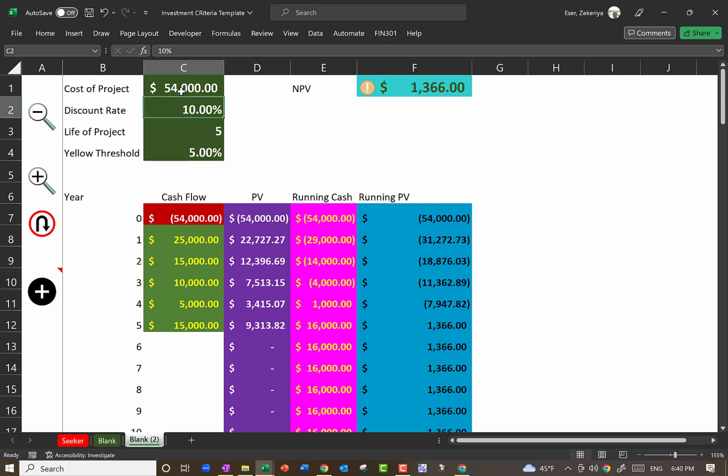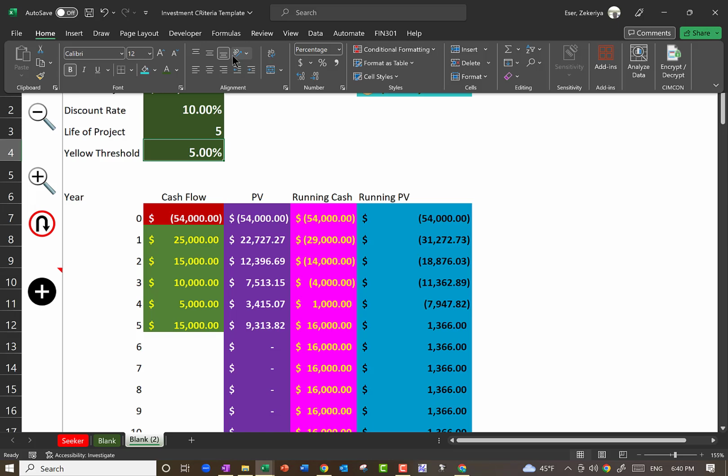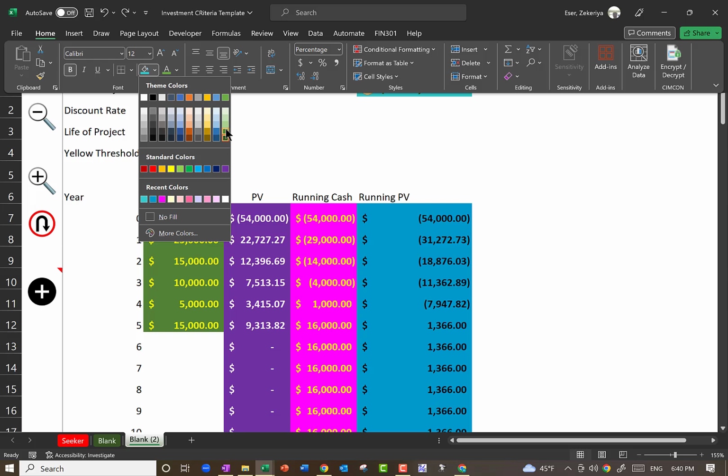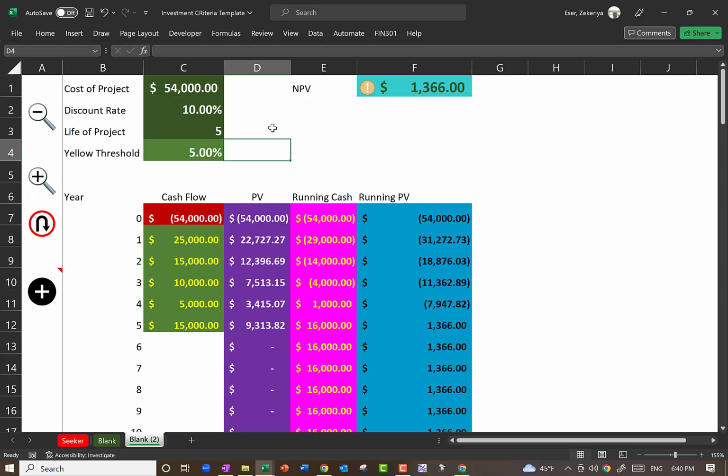In this case, you know, positive 1300 is still giving me yellow light. That is entirely up to you. I'm going to make that a different shade of green. No, not the font. The background. All right.